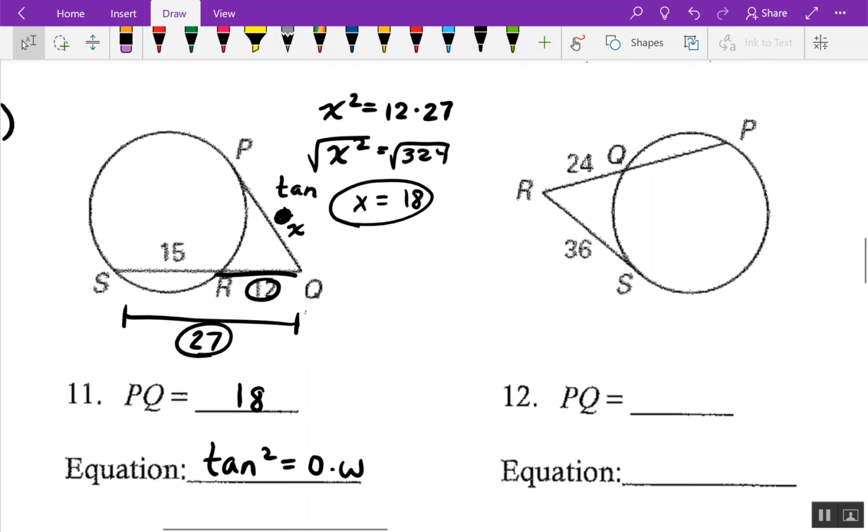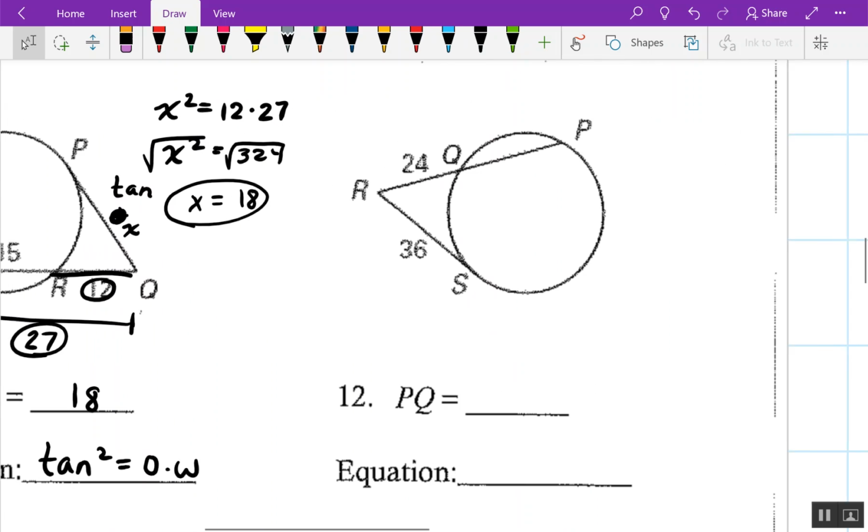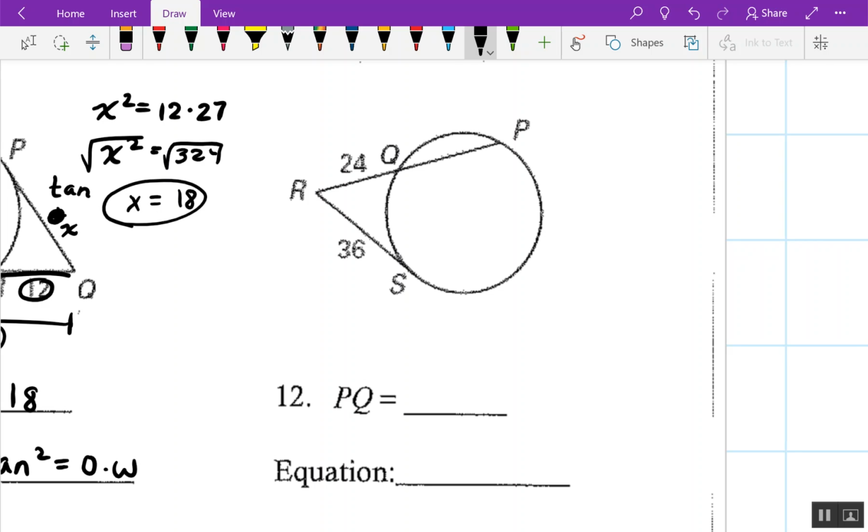All right, number 12. What are you looking for? We're looking for PQ. Where's PQ? It's inside. Right there. Okay, we're going to put an x right there. And what does geometry say? What do we see? What type of segments do we see?